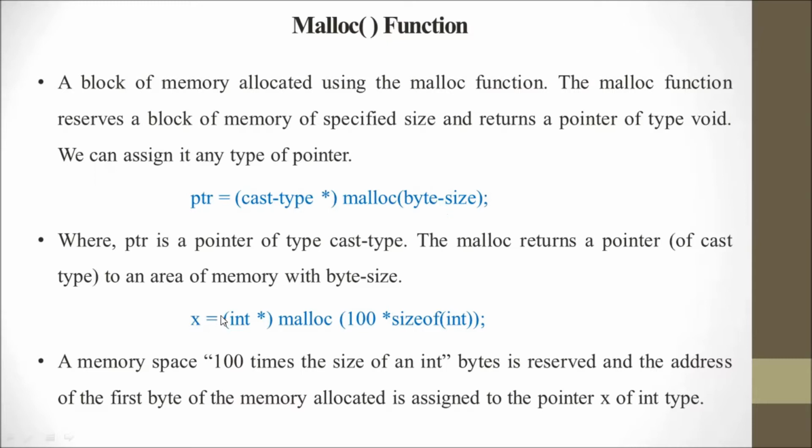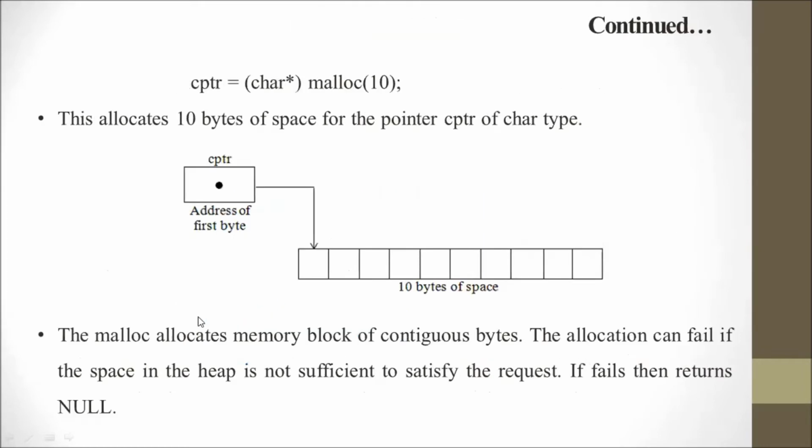So this example shows x = (int *) malloc(100 * sizeof(int)). Here a memory space of 100 times the size of an int in bytes is reserved, and the address of the first byte of the allocated memory is assigned to the pointer x of int type. So this will allocate the space and assign it to the integer pointer x. This is the diagram of how the space is allocated.